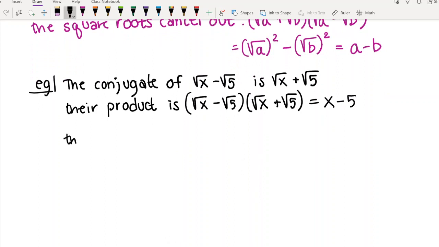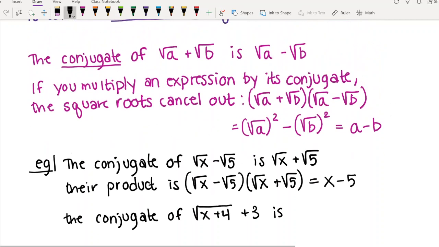Let's look at one that's more similar to the ones that are probably going to come up when you're doing limits. When you're doing limits, frequently there will be slightly more complicated expressions under the square root. And it's really important you don't get confused about which sign you're flipping. So let's say instead that we are looking at the expression square root of x plus 4 plus 3. When we're finding the conjugate, you're only flipping the sign that is between the two parts.